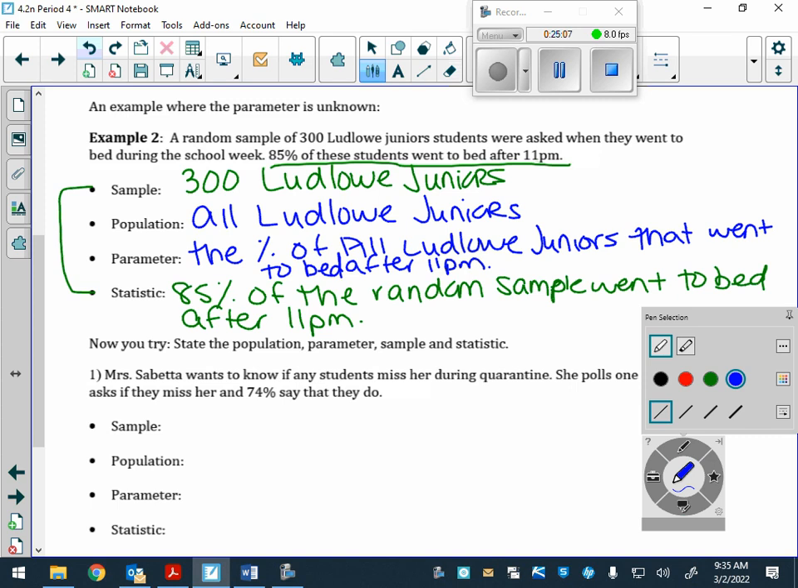Isn't it very similar? Instead of an actual percentage, we replaced it with the word. You could write out percent and just write it this way, of all Ludlow juniors. Okay? So the wording is very similar for parameter and statistic. However, the parameter is not always given. Okay? Let's try another one.